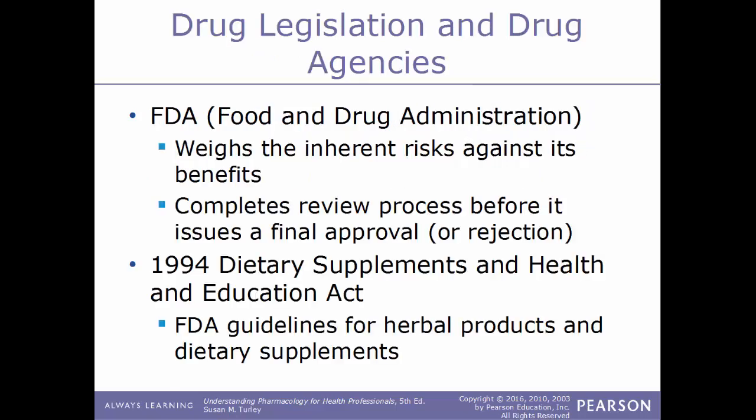The FDA, the Food and Drug Administration, is the group that will weigh the inherent risk versus a drug's benefits. It completes the review process before a final approval or rejection is issued. In 1994, the Dietary Supplement Health and Education Act was passed, and with this, the FDA has guidelines for herbal products and dietary supplements.